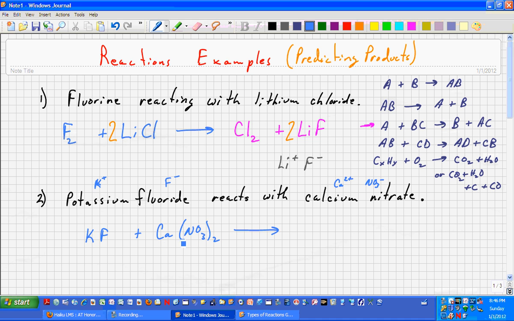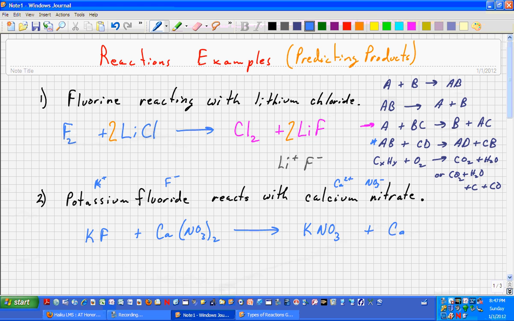I've got essentially AB plus CD. I recognize that as a double replacement reaction. It's right here. So what's going to happen is the cation is going to get together with the anion, so it's going to give me KNO3, +1, -1. I just need one of each, so that's my formula for potassium nitrate. And the cation and the anion.